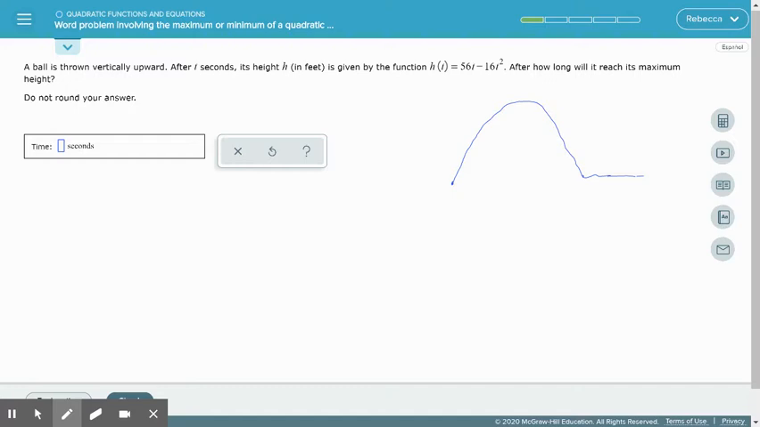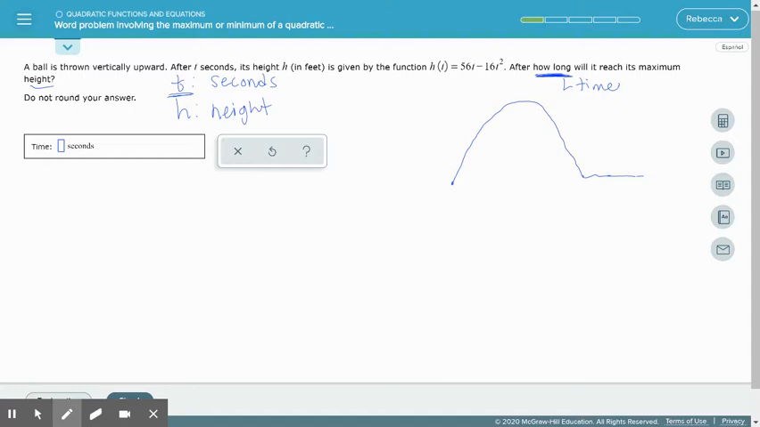So again, we're worried about what t and h stand for. t is our seconds, and h is our height. So we read the question again. After how long will it reach its maximum height? So how long? Again, that's kind of cryptic. So it's asking for time. So it wants to know time. So again, I'm finding t in this problem. So what is the time it will take to reach the maximum height?